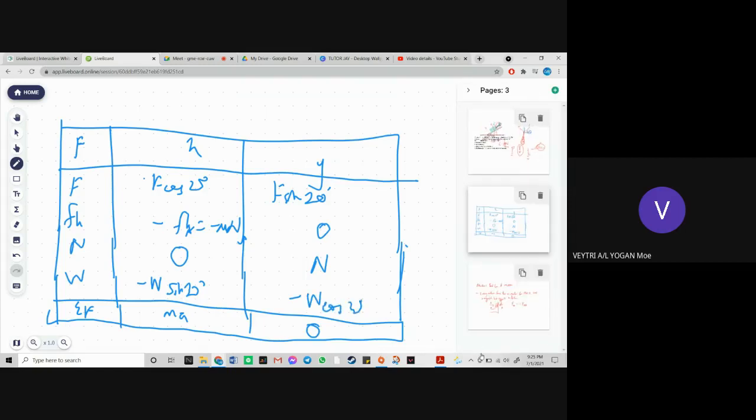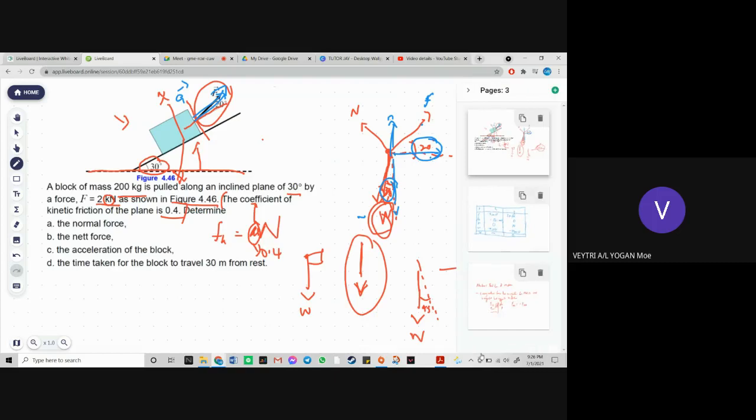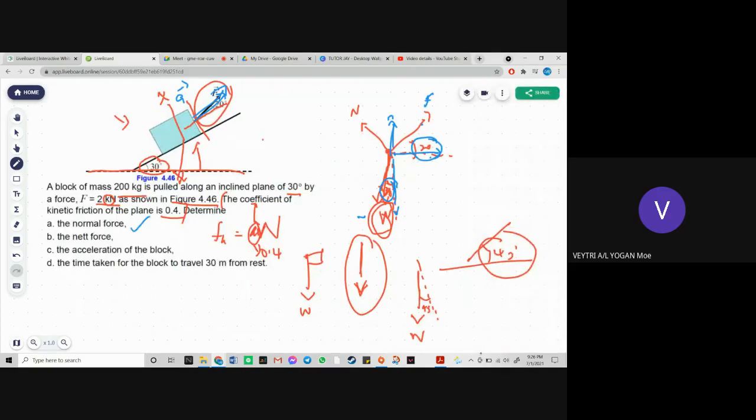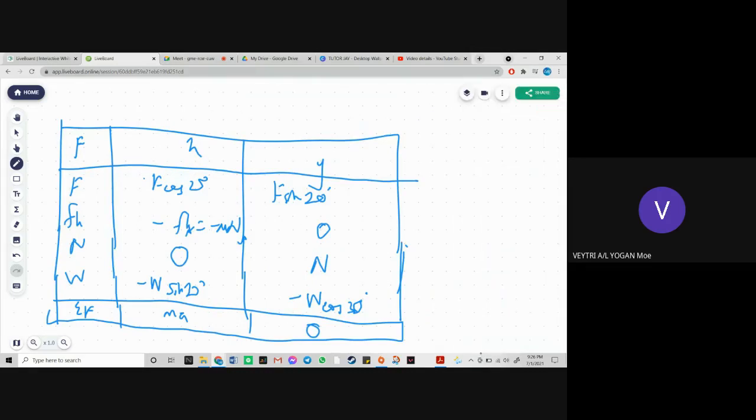Let's have a look again, 30 degrees over here. This one is negative because it's downwards. So it'll be negative sine 30 degrees for your x component, negative cos 30 degrees in your y component. It's just opposite. Now, what does the question require us to do? Find the normal force. Since the normal force is in your y component, it's as easy as summation of forces in your y component equals 0.